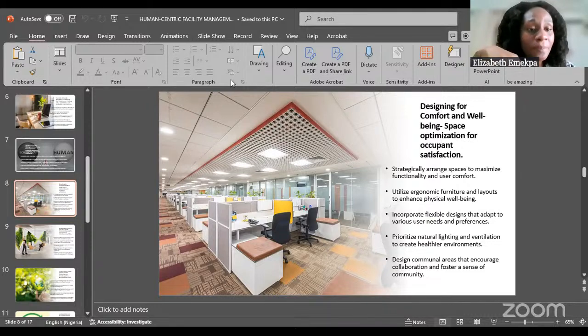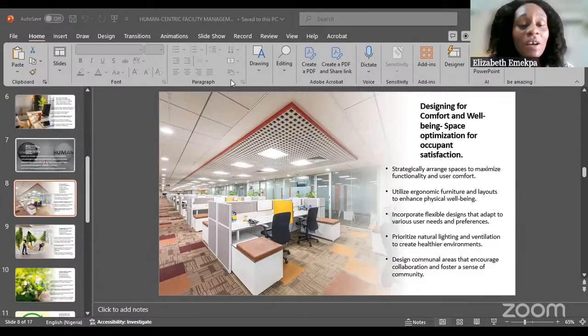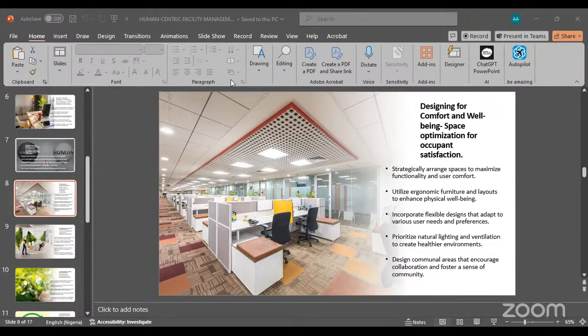We are here for them to be comfortable, okay? And when they are comfortable, when they like this place, they are happy. It means you as a facility manager are meeting your targets, okay? That's what it means.